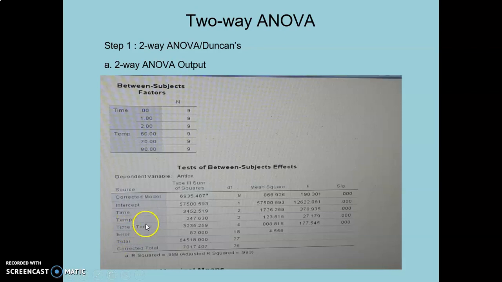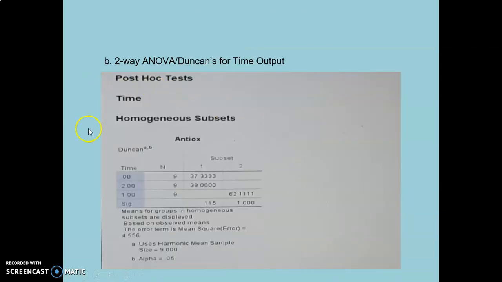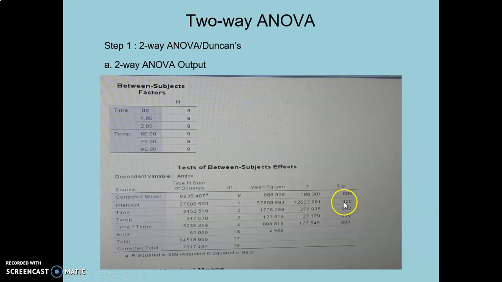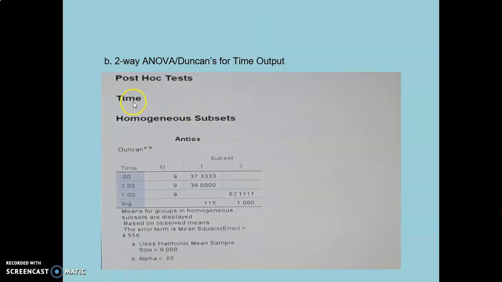And then this is the interaction between time and temperature, and it is also significantly different. When we say that there is a significant interaction between time and temperature, it means that the effect of time is dependent on the temperature, and vice versa, the effect of temperature is also dependent on the time. Okay, after that, because it is significantly different, we do a multiple means comparison test or a post hoc.